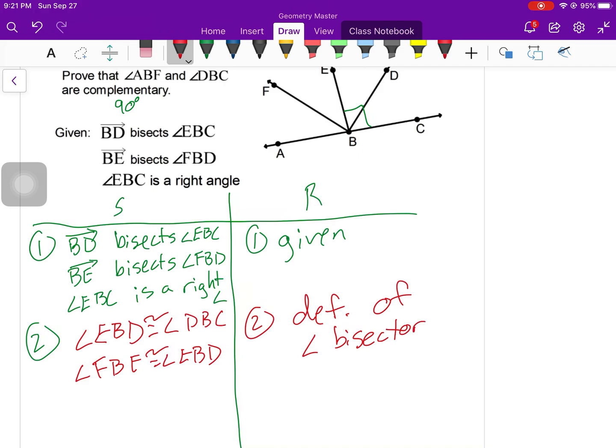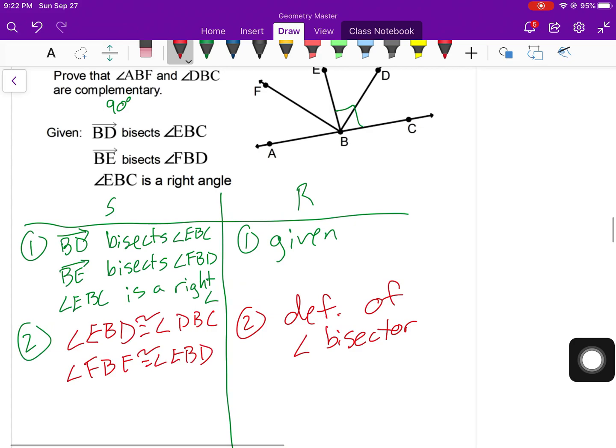When we have a vocab term in our given, or a vocab term in our statement, we use the definition of the vocab term. The vocab term here was bisect, so we have to be careful. You cannot just say definition of bisector. You have to tell me what kind of thing is being bisected. Is it a segment or an angle? We're bisecting an angle, so we need definition of an angle bisector.